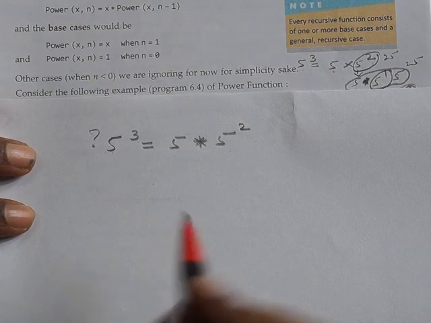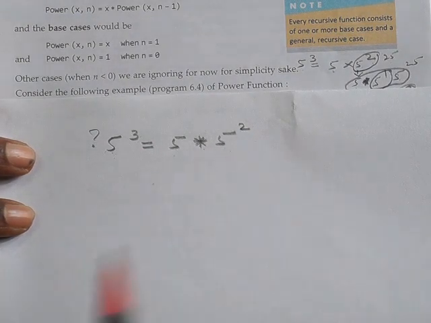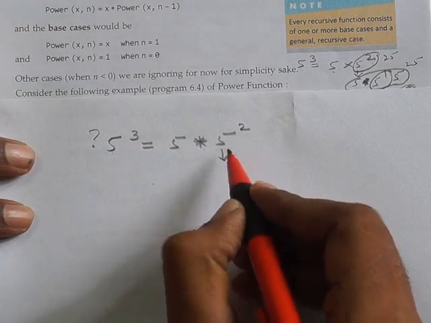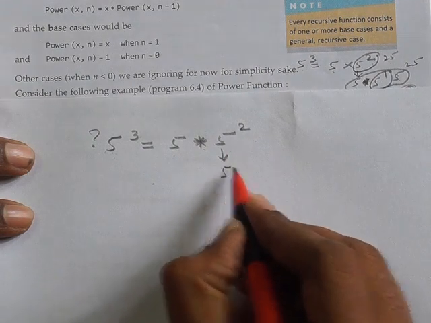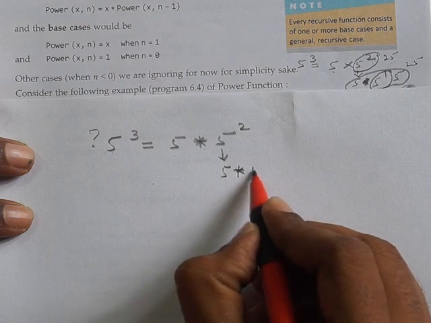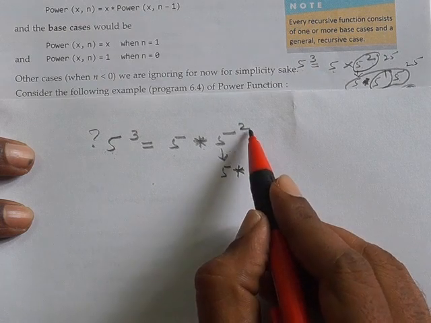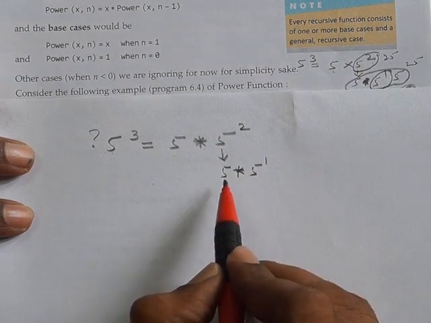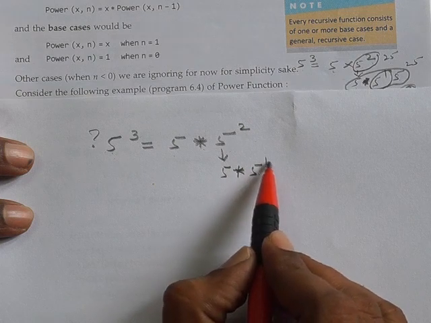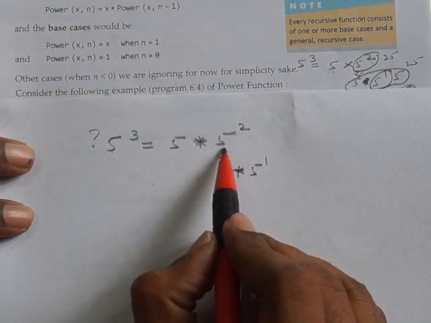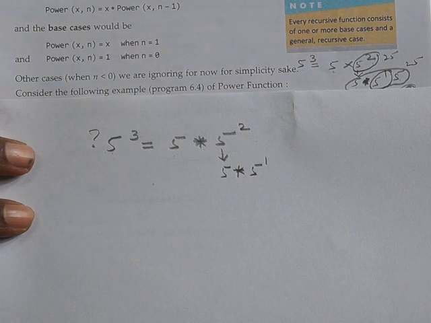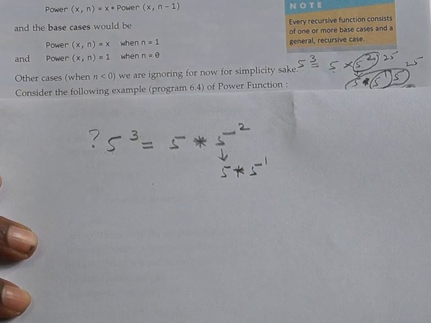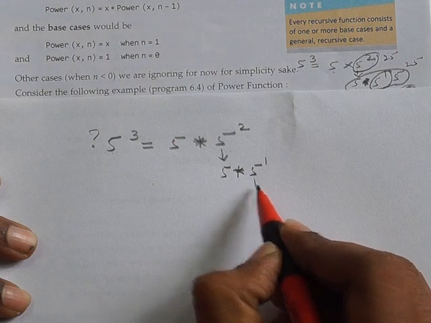Got it? Now 5 power 2. What is the value of 5 power 2? Still I don't know. So for this one more formula: the same 5 into 5 power, what is the value less than 2? It is 1, so I write 1. If I find the value of 5 into 5 power 1, then I can easily find the value of 5 power 2. Now still I don't know the value of 5 power 1, so I am going to apply the same formula.